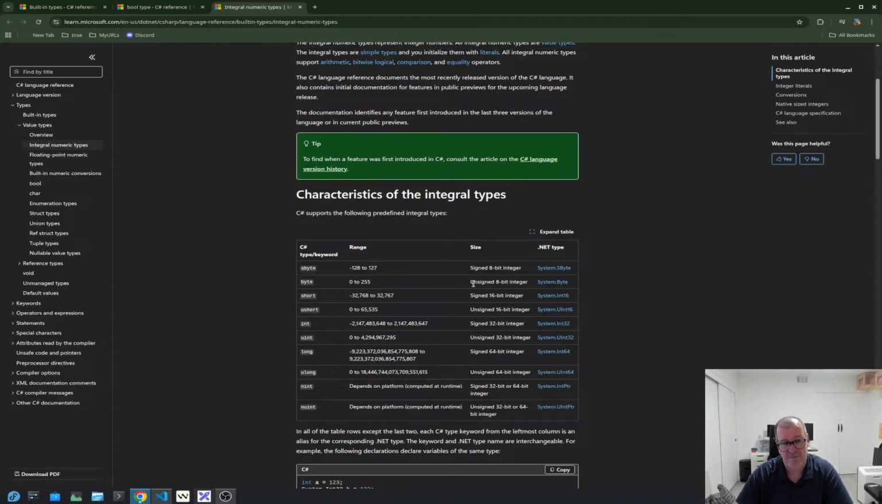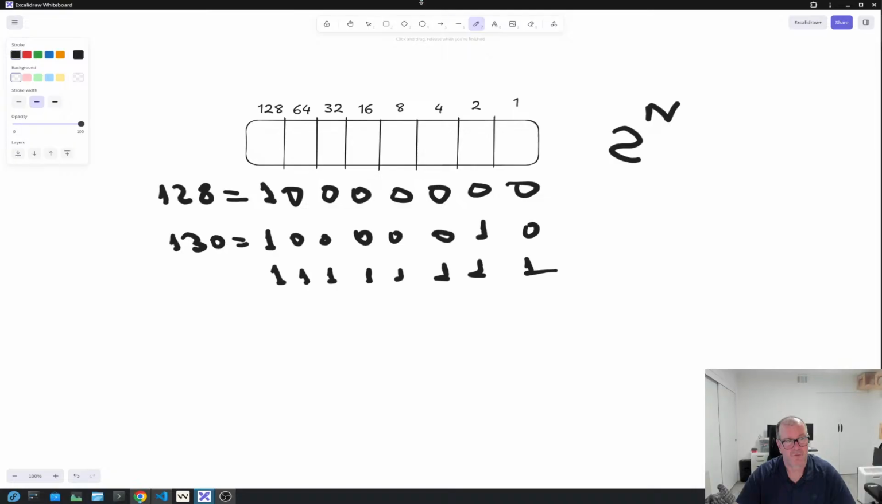Why is this unsigned important? Because there is this sbyte, that sbyte is from minus 128 to plus 127. And why is that? If we go back here, it is because when we have a signed number, what does that mean? A number that can be positive or negative.